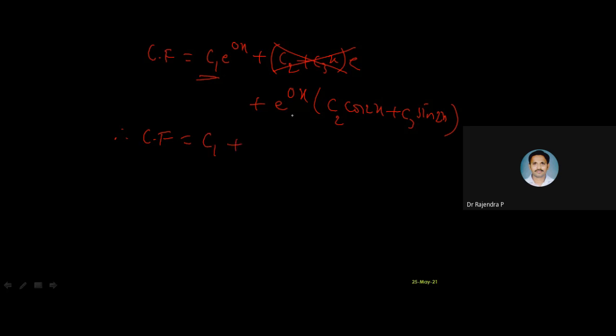c1 plus c2 cos 2x plus c3 sin 2x, where e power 0x means 1 only. Somebody may want to write this first and then the other term; no problem, as you wish. This is also correct: c1 cos 2x plus c2 sin 2x plus c3.